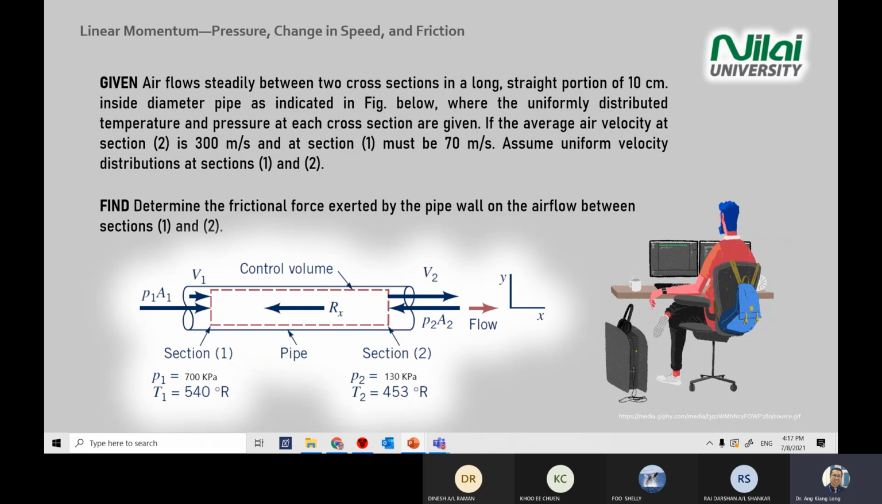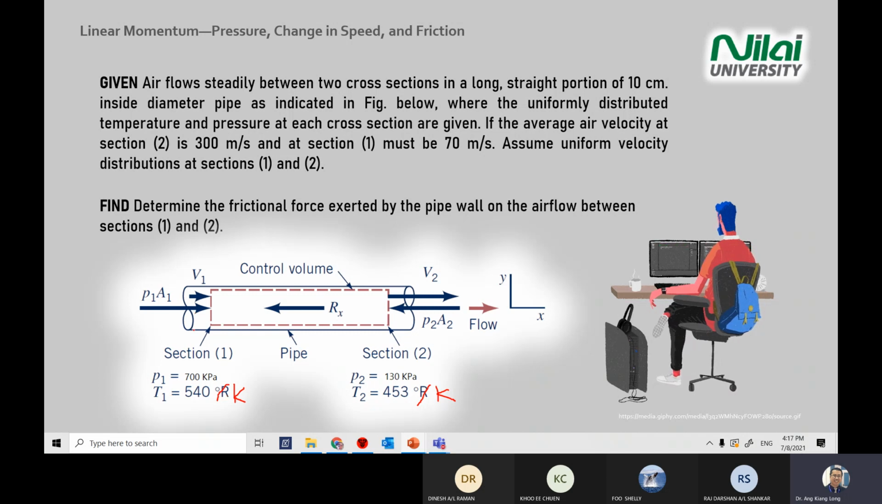On your screen, you have a diagram below. Correction on the diagram: the temperature is not R, but it's Kelvin. Same with this one. When I edited the photo, I accidentally typed the wrong unit for the temperature. So when you read my slides later on, these are the corrections for the diagram that I use. I mistakenly put R instead of Kelvin for temperature.